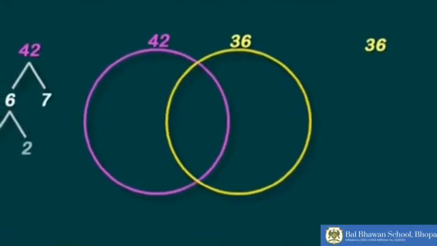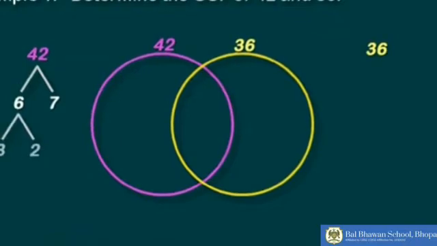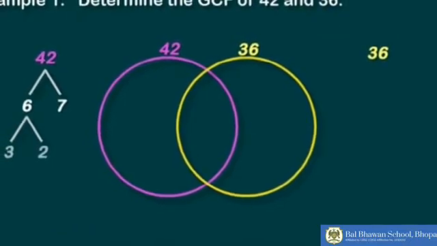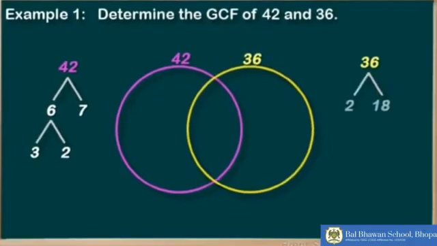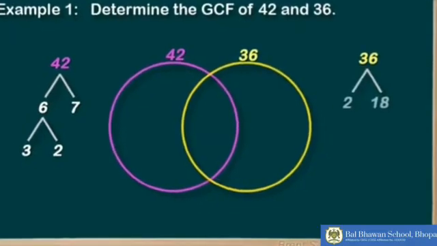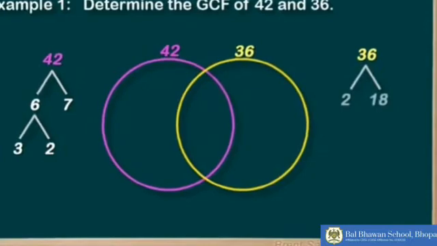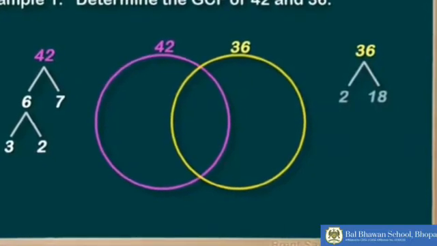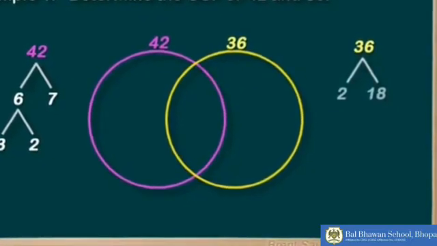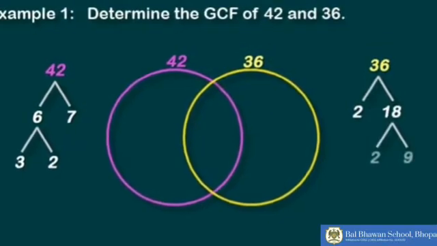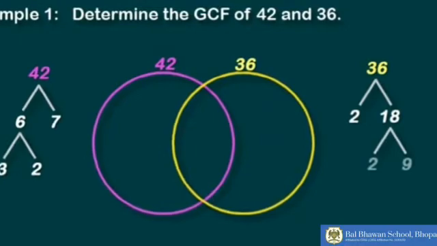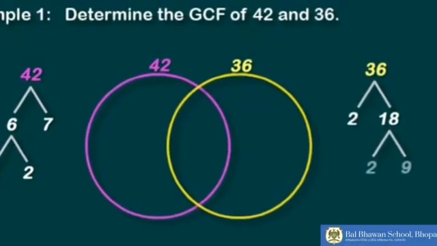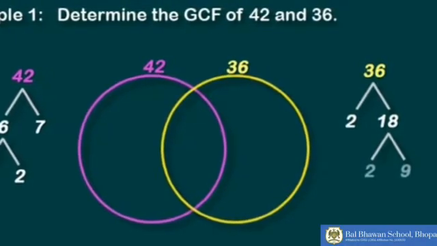Further, 6 can be written as 3 twos are 6. So, the factors of 6 are 3 and 2. Now, let us write the factors of 36. 2 eighteens give us 36, where 18 can also be written as 2 nines. So, I have written 18 as 2 and 9 factors.